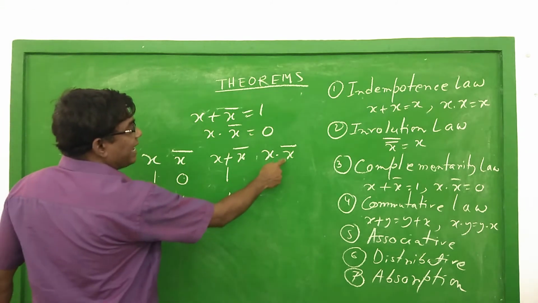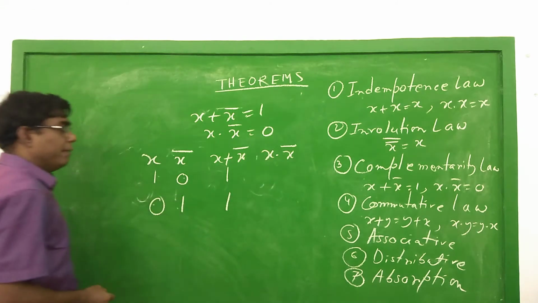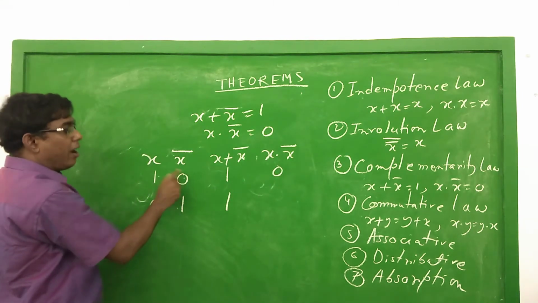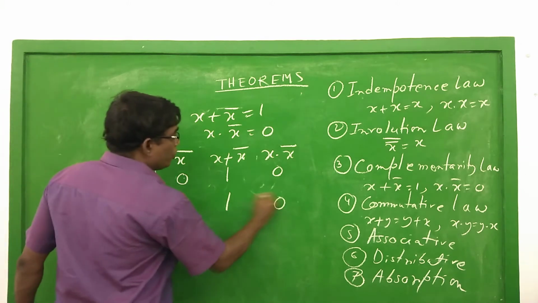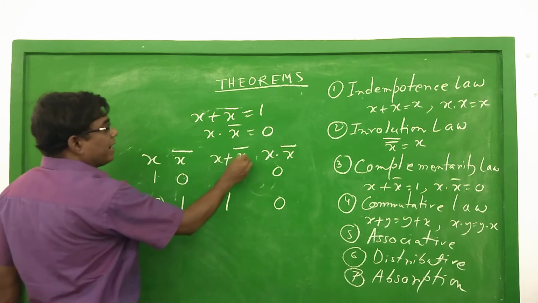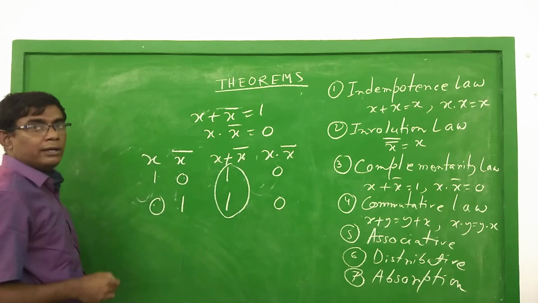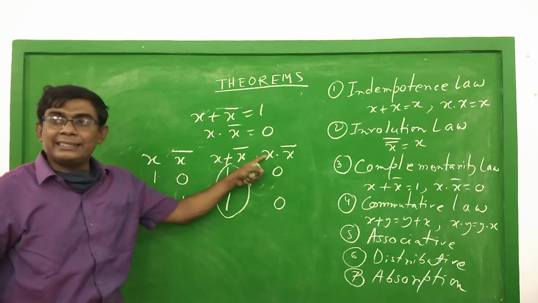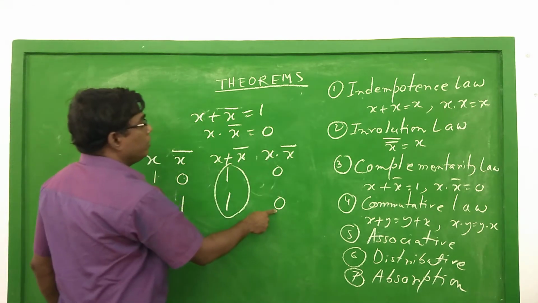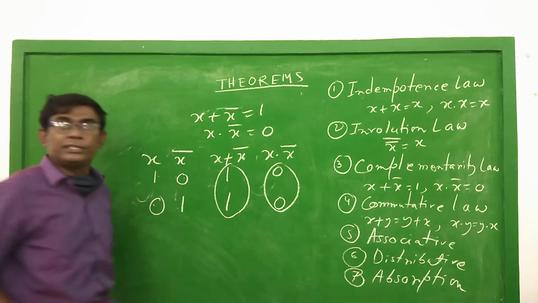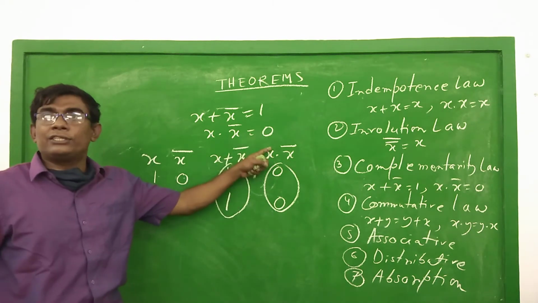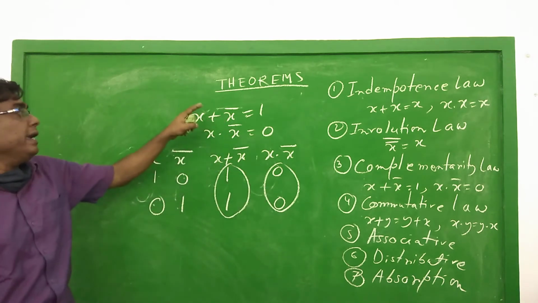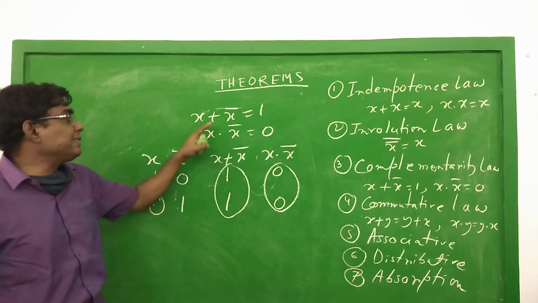Same way, x and x complement: 1 and 0, we get 0, because in case of AND, if one input is 0, the output will be 0. 0 and 1, we get 0. Now see, x or x complement, the truth value is always 1. That's why we can prove x or x complement equal to 1. And x and x complement, this is 0. Understood? This value is always 0. So we can prove x and x complement equal to 0. In this way we can prove x or x complement equal to 1 and x and x complement equal to 0.